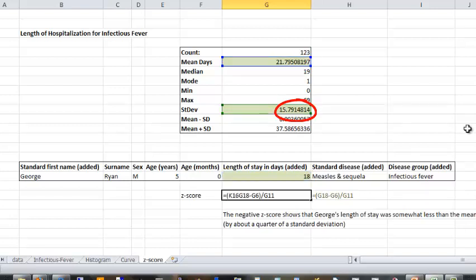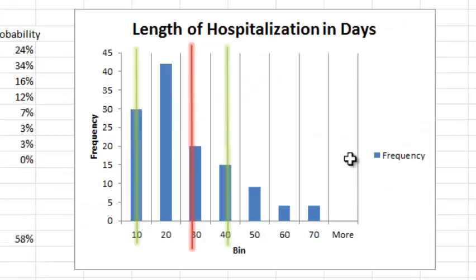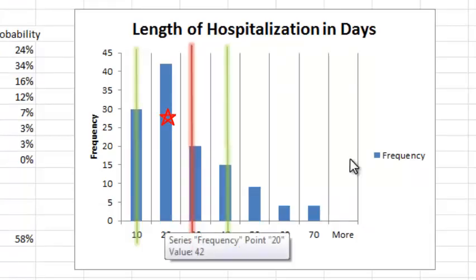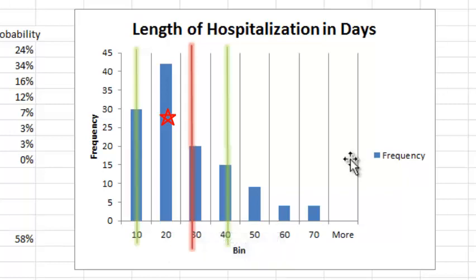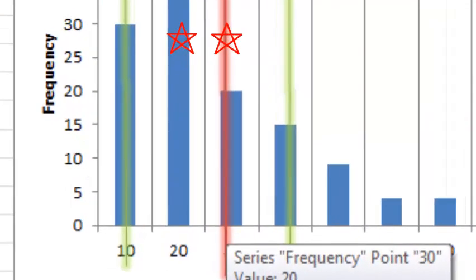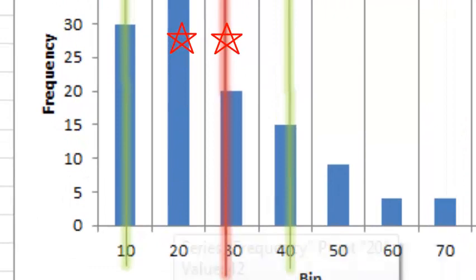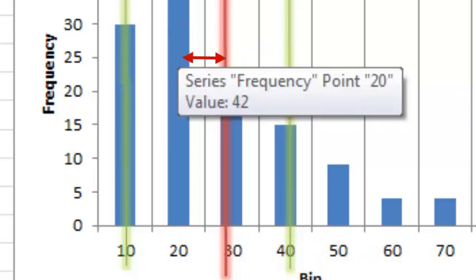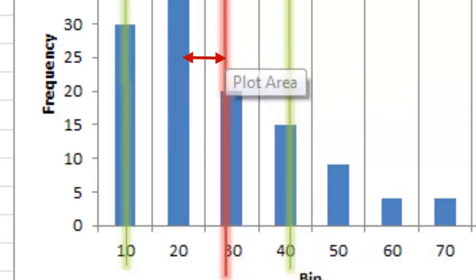Let's think about how that's going to work. We've got 18, so George has stayed 18 days. The mean is over here. We take 18 and subtract the mean. That gives us the difference between George's value and the mean. But we want to know how we're going to measure that difference with reference to the standard deviation, which is a bit larger.